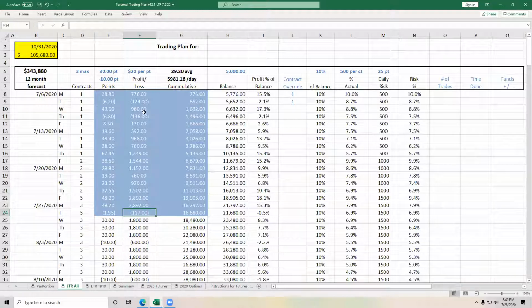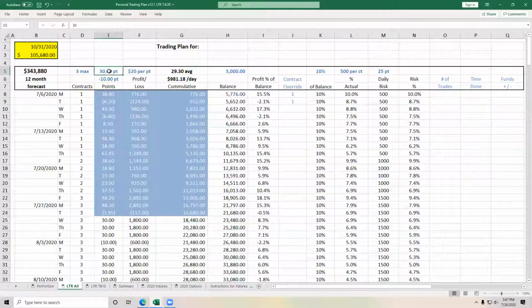And when we factor that into the prior 3.5 weeks that we've recorded here, we're averaging just over 29 points a day and just over $981 of profit per day. So the 29.30 came down from just being over 30 points a day with our loss today.